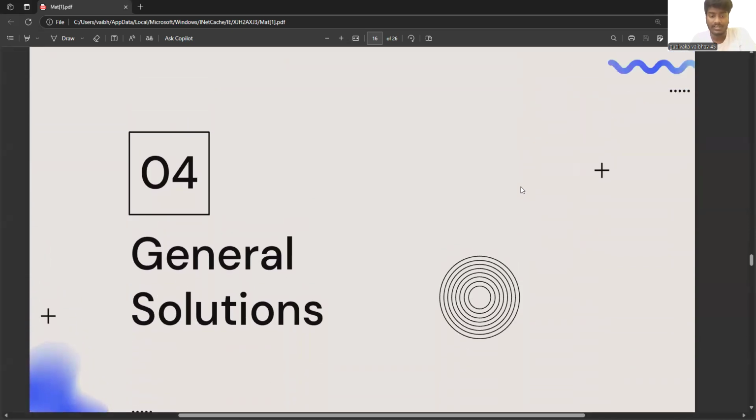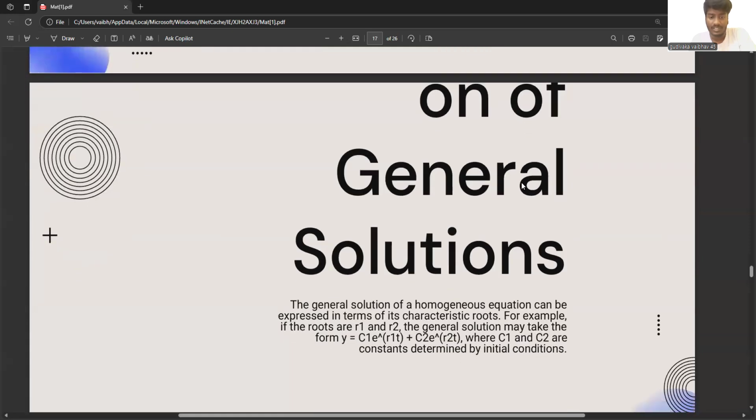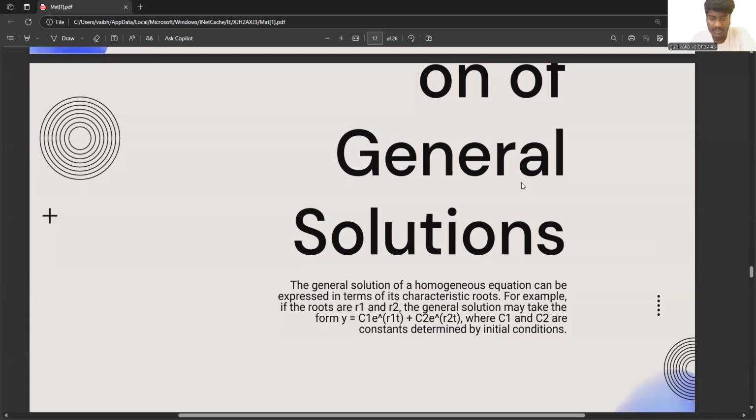Next, fourth, general solutions. The general solutions of homogeneous equations can be expressed in terms of their characteristic roots. For example, if the roots are R1 and R2, the general solution may take the form y = C1 e^(R1 t) + C2 e^(R2 t), where C1 and C2 are constants determined by initial conditions.